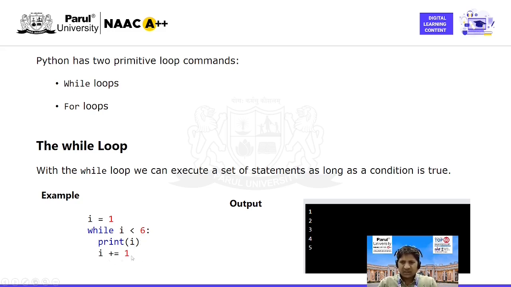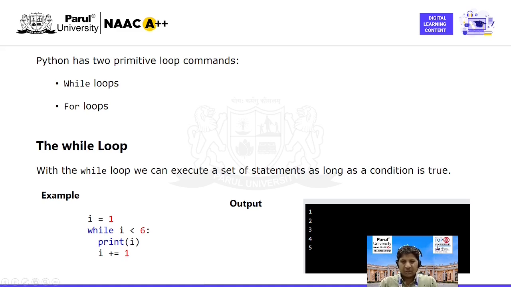Next 4, next 5. Once I has reached 5, 5 is less than 6. Yes. Print I, 5 is printed. Next value: I plus equal to 1. It means 5 plus 1, that is 6. Is 6 less than 6? Remember the less than operator, which I demonstrated once. 6 is not less than 6. 6 is equal to 6. So the given condition is false.